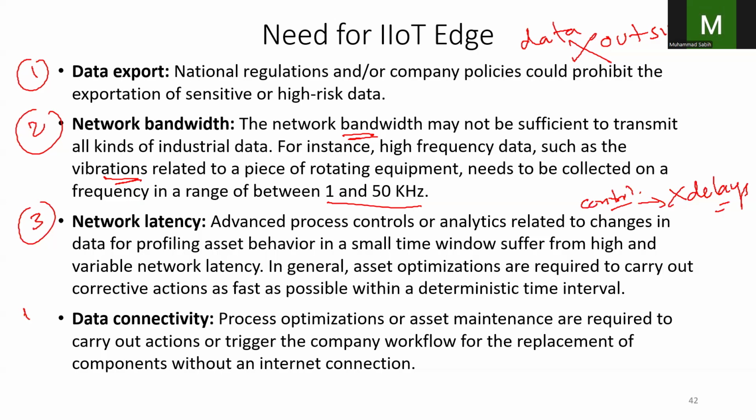The fourth point is the data connectivity issue. Sometimes the internet access is not available or is intermittent. There is a problem, especially in remote or harsh environments. So edge devices allow us to maintain the automation and operations even in an offline scenario. So whenever there is a problem, the edge device can work offline.